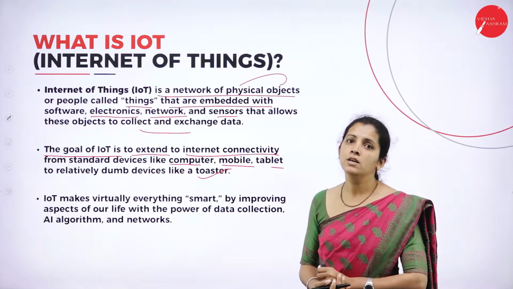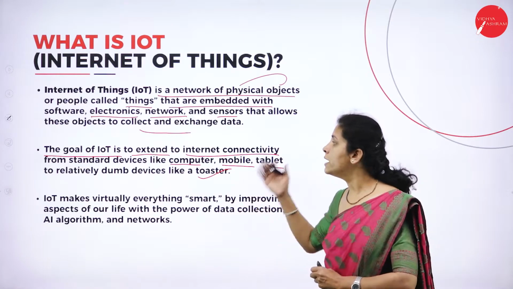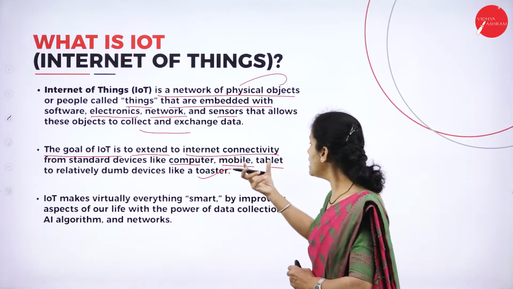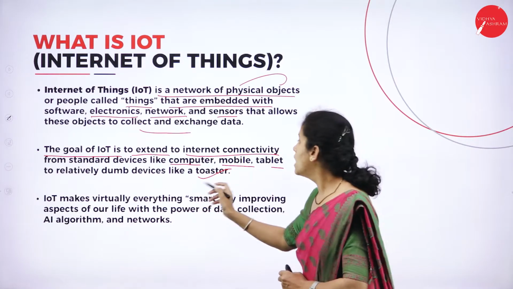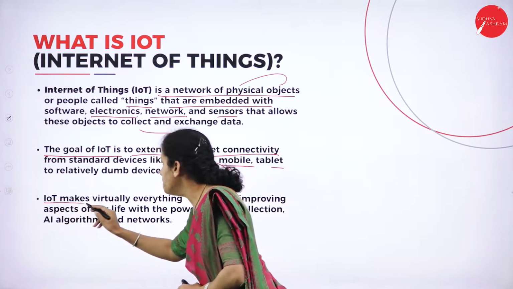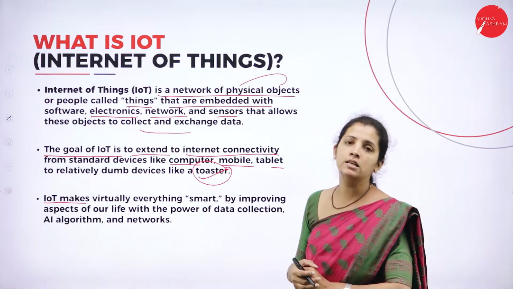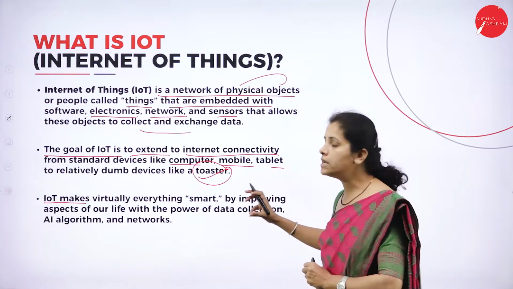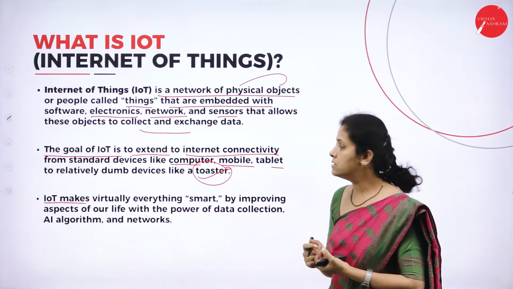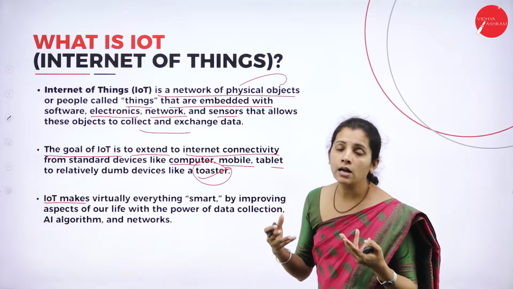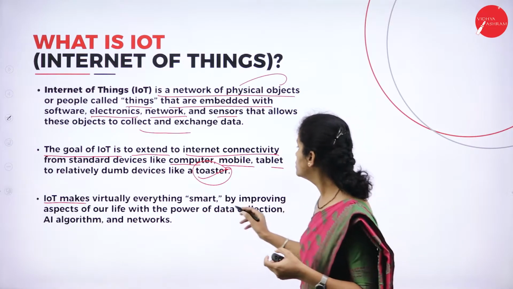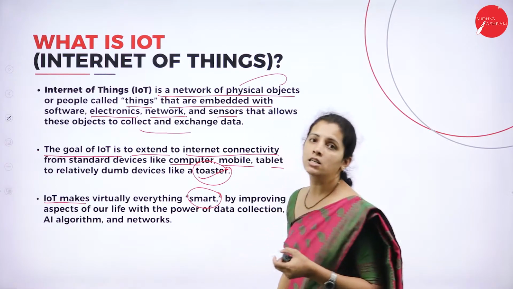So what is the main job of the IoT? It is to establish connection between computer or mobile or tablet. Even I can include a toaster. So IoT makes virtually everything smart. That means by using IoT, virtually I'm going to connect all the devices. So I'm going to create a smart home or smart house or smart office. So here I can use the word smart.